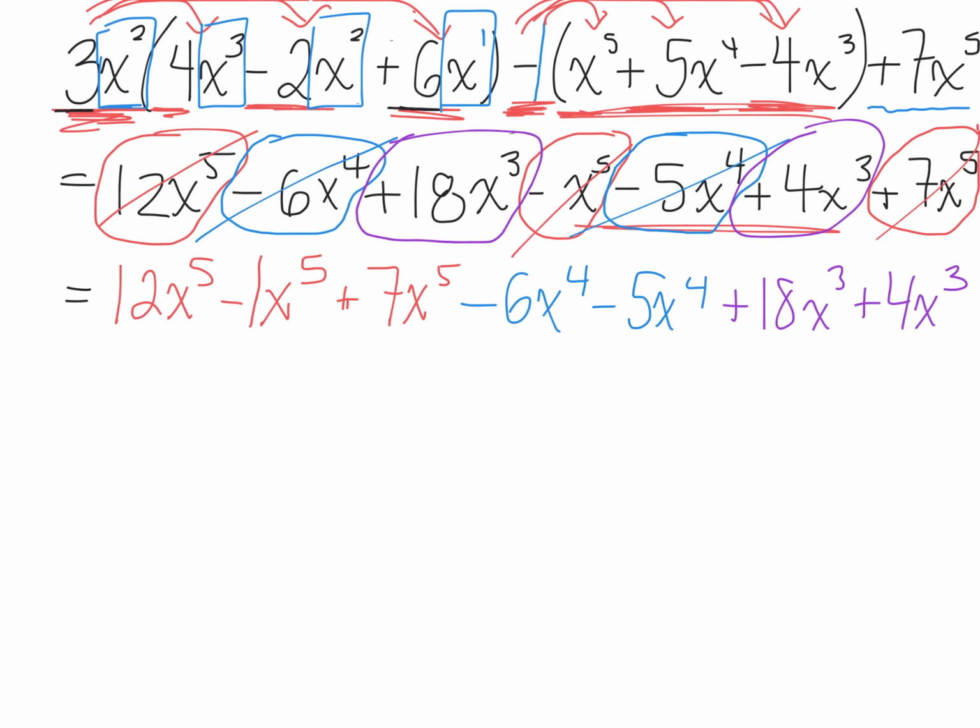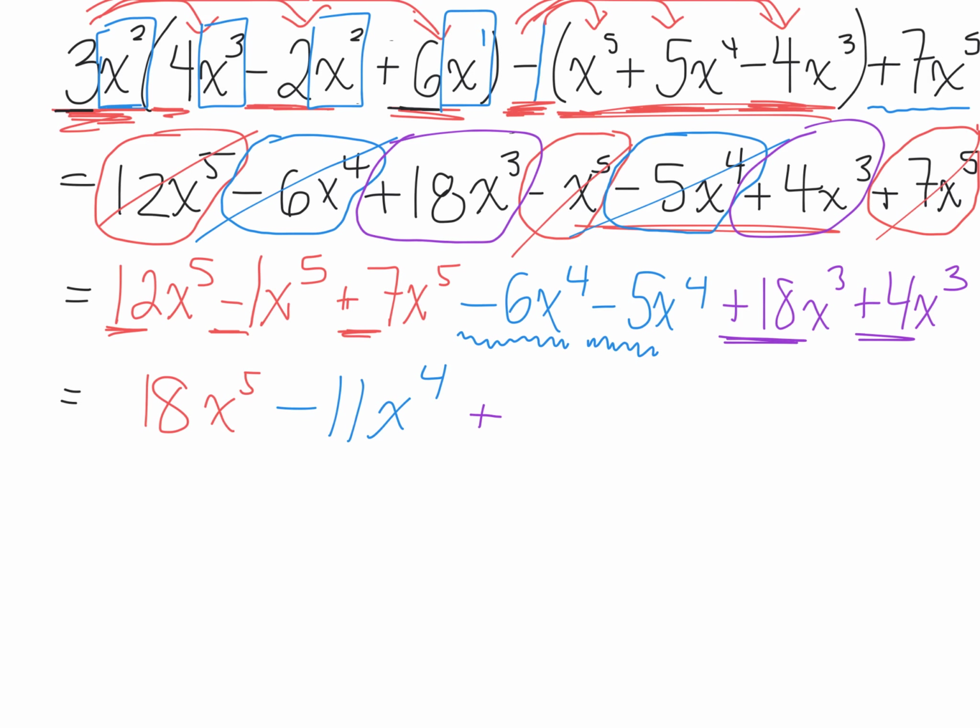Now simplify, add or subtract them. Okay, so what's 12 take away 1? 11 plus 7. 18. Please don't forget to include the sign. It's negative 6 take away 5. Negative 6 take away 5 is negative 11. X to the power of 4. Okay, good. 18 plus 4 is positive 22, x to the power of 3. And we are finished.